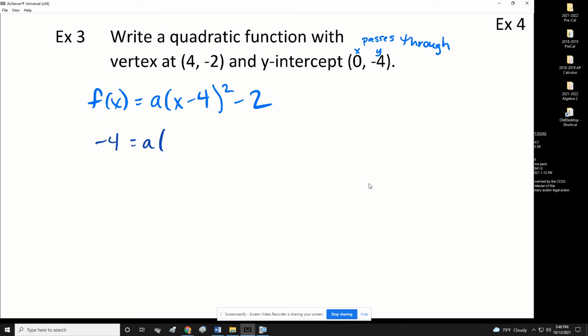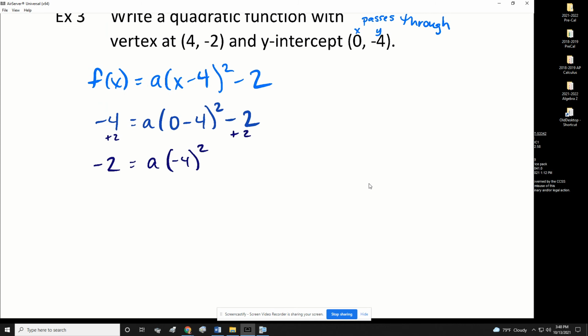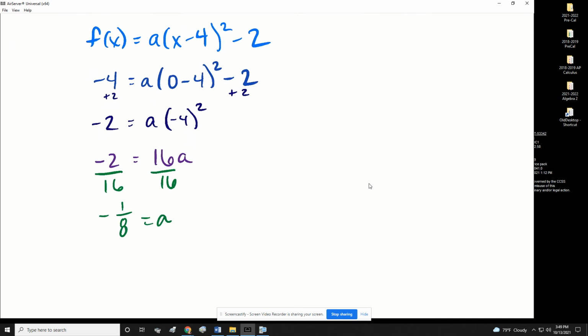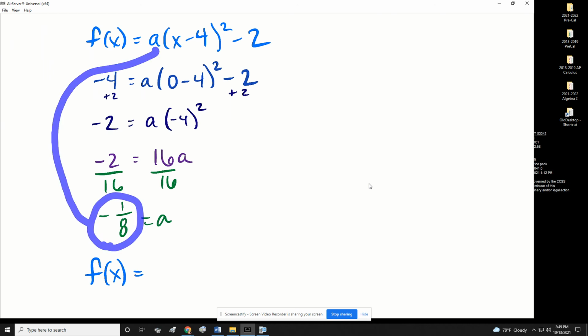Take that 0 and put it in for x. And then what we need to do is solve it for a. All right, so I'm just going to go ahead and add that 2. All right, and 0 minus 4 is negative 4. And then when I square that, I'm going to get 16. And then finally, to solve for a, I'm going to get negative 1/8. Okay, so then I would take that negative 1/8 and put it in for my a.